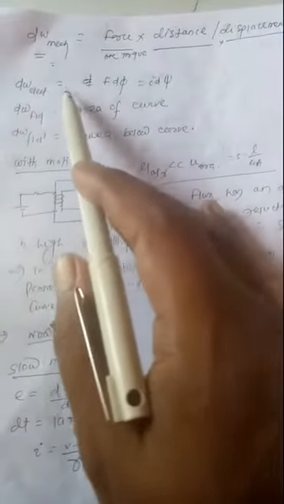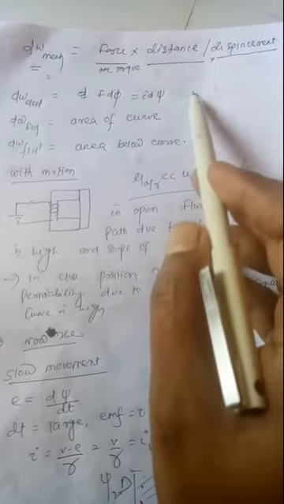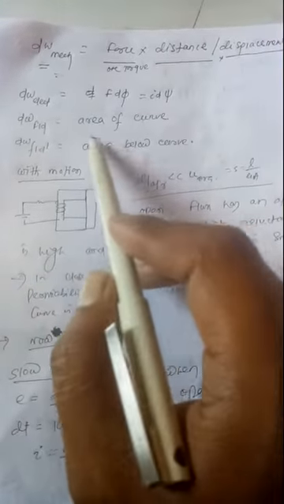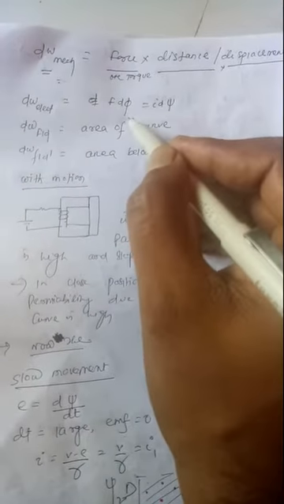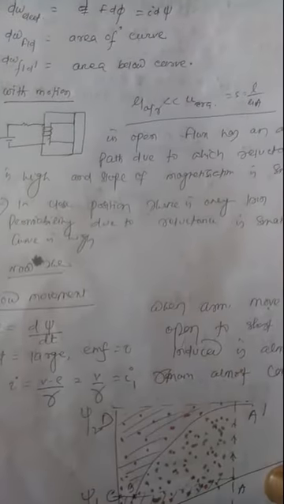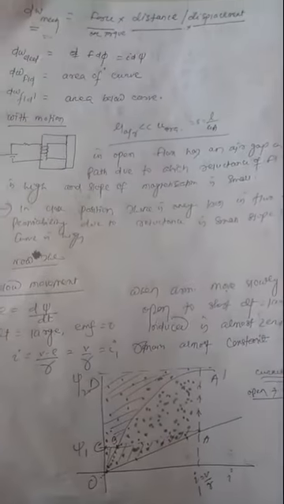So dW electrical is equal to F into d phi or I into d psi. From the magnetization curve, dWFLD is the area above the curve and dWFLD dash is the area below the curve. If you consider motion, whereas earlier we considered that there is no motion, that means the external force we applied to hold the plunger or armature is removed, and the magnetic system is now closed. So the air gap is absent.